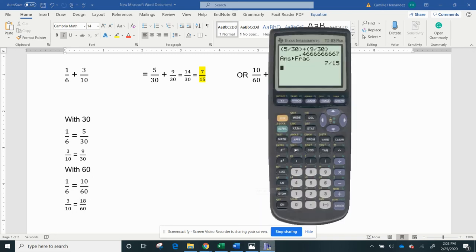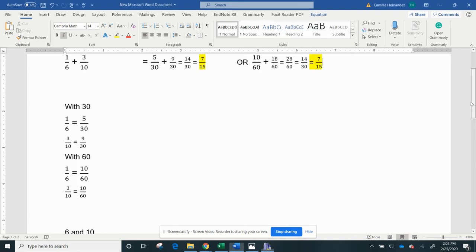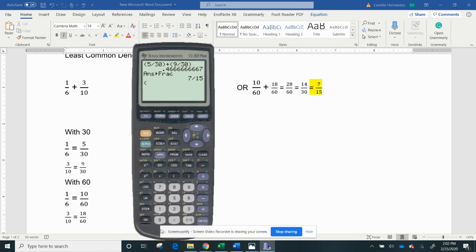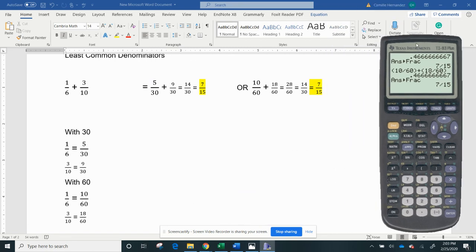If I'm going to do this next one again on my calculator. Oops, move over. Sorry. It's being particular today. Let me move it over here. Okay, so I'm going to do this one in my calculator. 10 divided by 60 plus 18 divided by 60. And then I hit enter. Okay, look, it gave me the same decimal as up there. And I'm like, I hate this ugly decimal. So what I'm going to do, I hit math, I hit enter, and I hit enter. And it gives me the same number. So you saw I did 2 different denominators, but I got the same answer. I hope that helped.